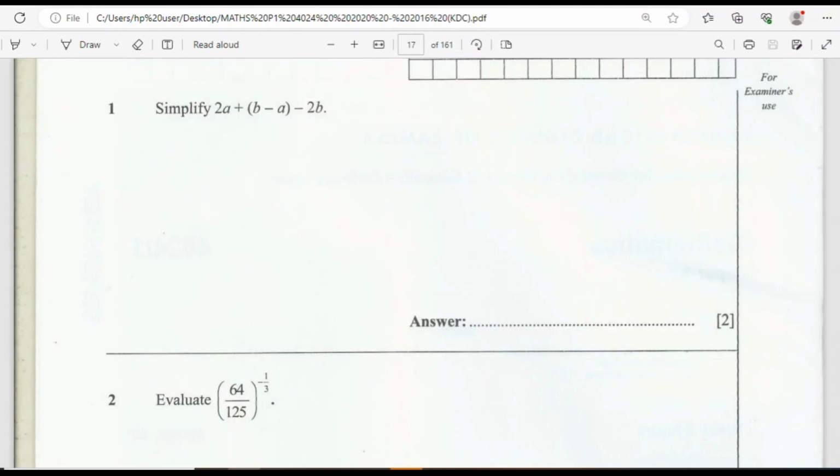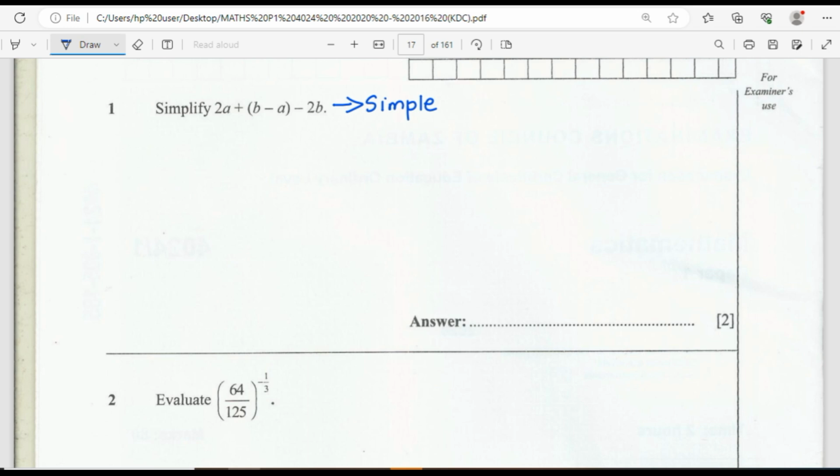Welcome friends. In this video we are going to look at mathematics paper 1 and we are going to look at the paper that was written by the external candidates in 2020. Now let's have a look at the first question where they were told to simplify. So to simplify simply means to make it simple.